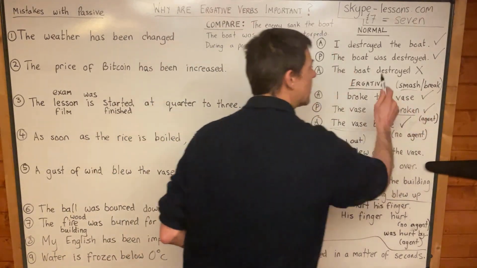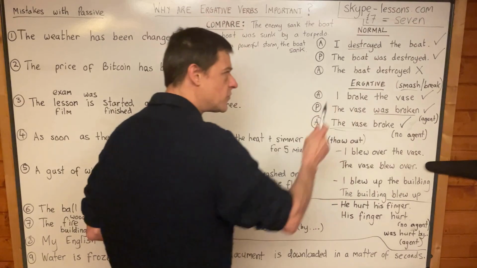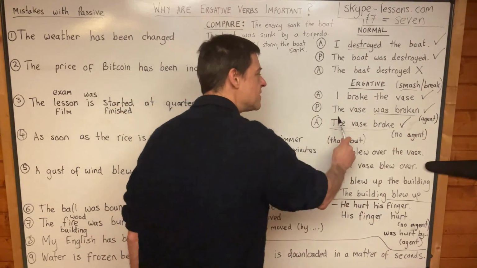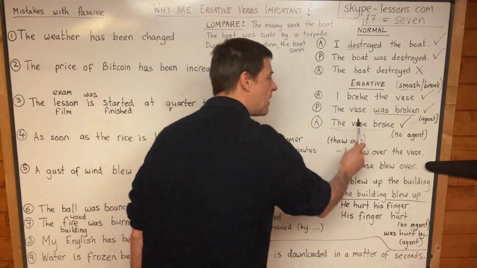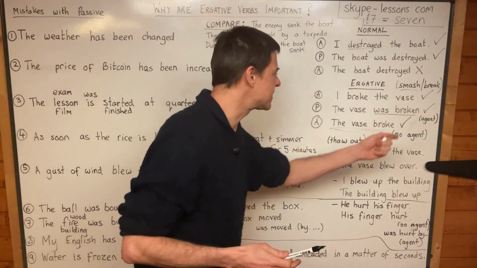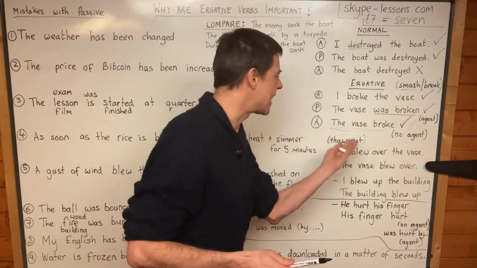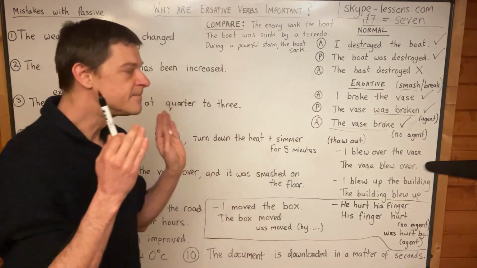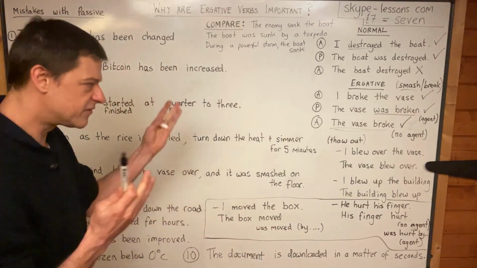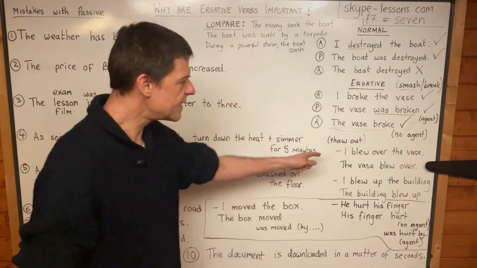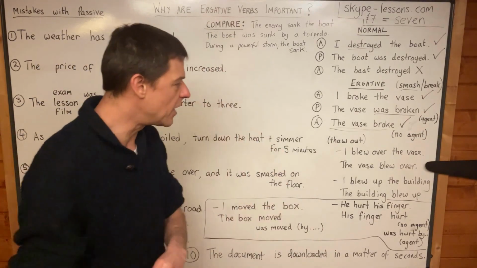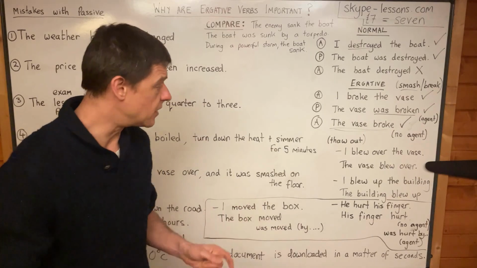Let me show you it with another one like smash. Yeah, it doesn't work with destroyed, but it does work with smash. I smashed the vase. The vase was smashed. The vase smashed. Yeah, and so these breaking verbs, I cracked the vase. The vase was cracked. The vase cracked. These breaking verbs very often are ergative. Okay, let's look at a few more examples. And I want you to be aware that phrasal verbs like blow up and blow over are also ergative verbs.